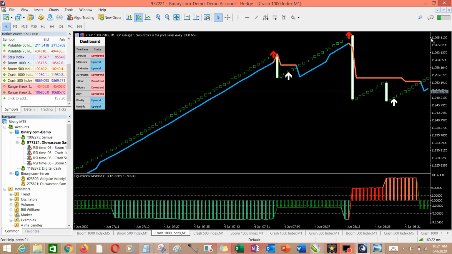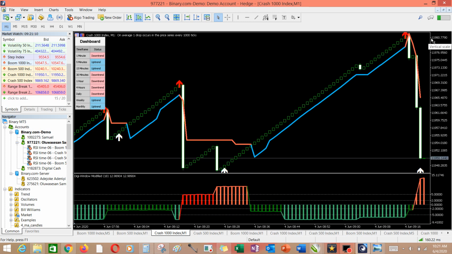It's been on an uptrend for a while, but presently it has gotten to a major resistance level and it is crashing down. So if you're having the indicator, you should know that it is crashing down now, and you should benefit from all these crashes.